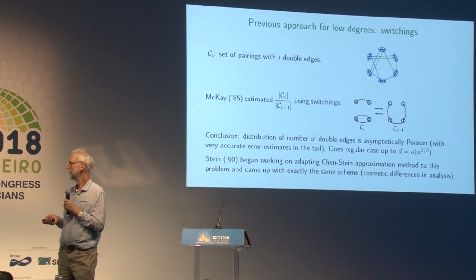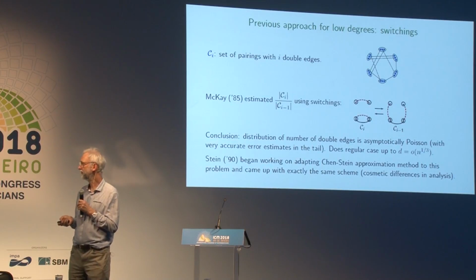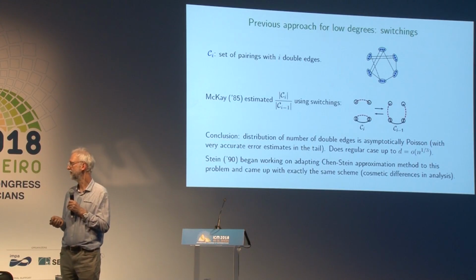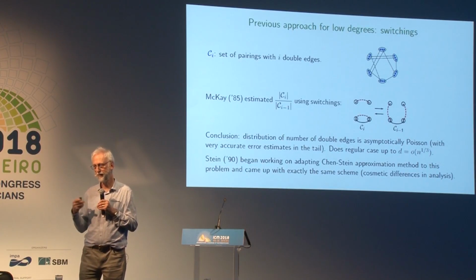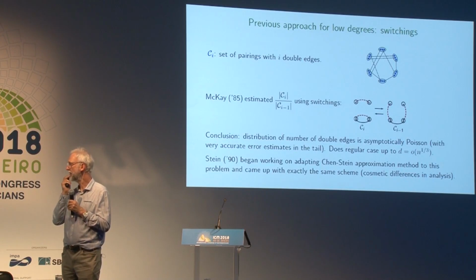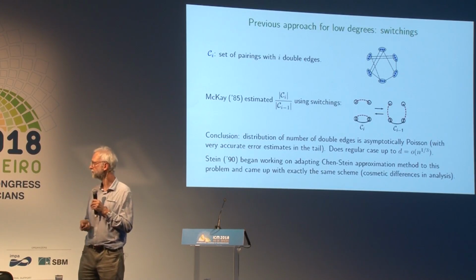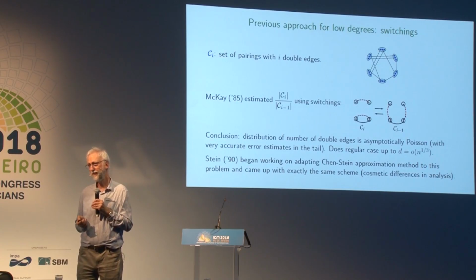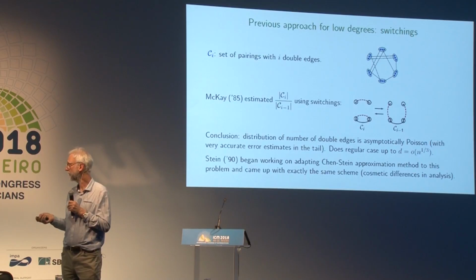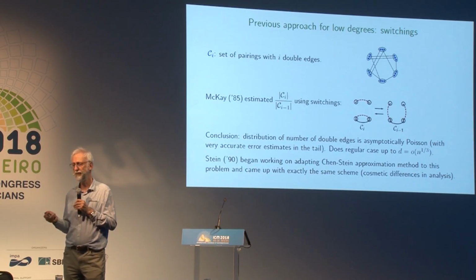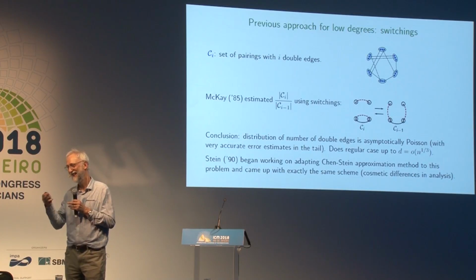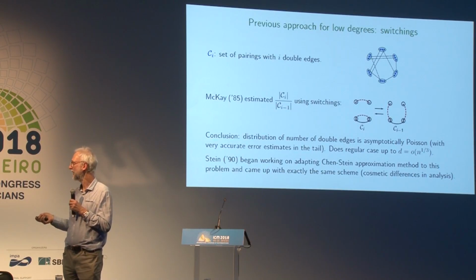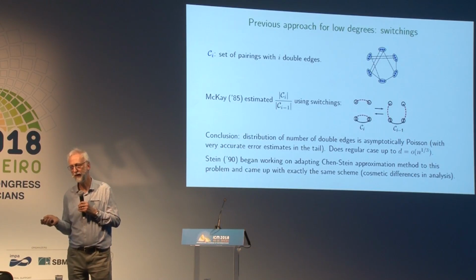Actually, I want to make a comment here that I don't think has been really made anywhere before. Stein started working on adapting this. There's Stein's method of approximation of distributions by normal random variables, and Chen extended that to Poisson. And it turns out that that method is very similar in a way to what's going on here. Stein used a sort of test function, and the test function is looking at what happens on the boundary between having, say, less than i double edges, less than i of anything, and the next value, i plus 1.